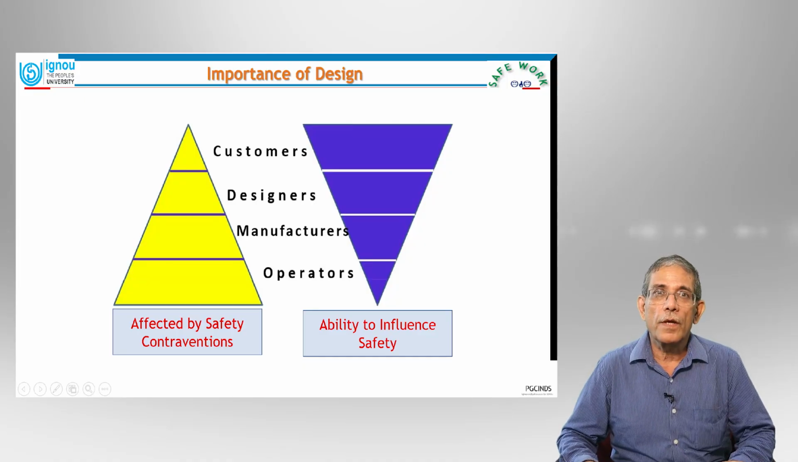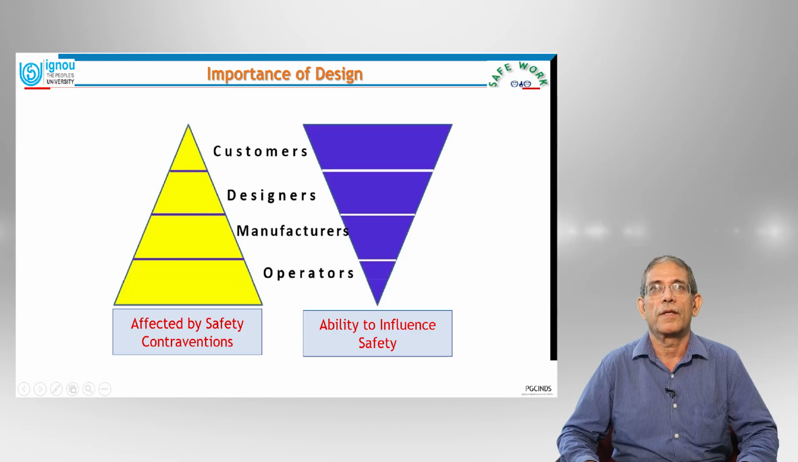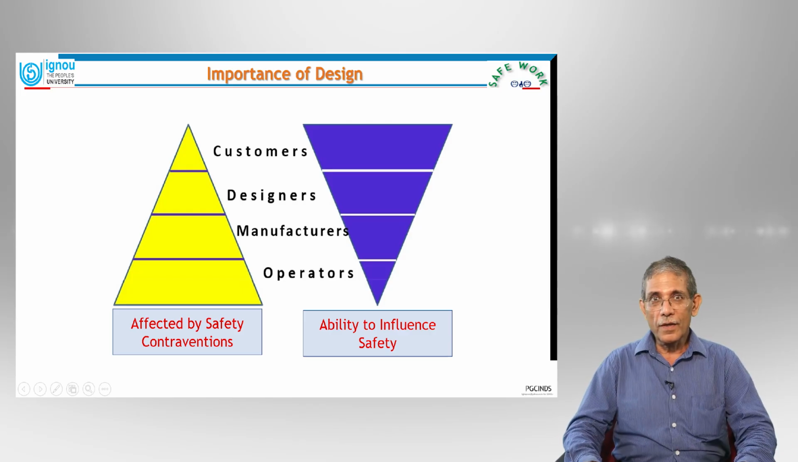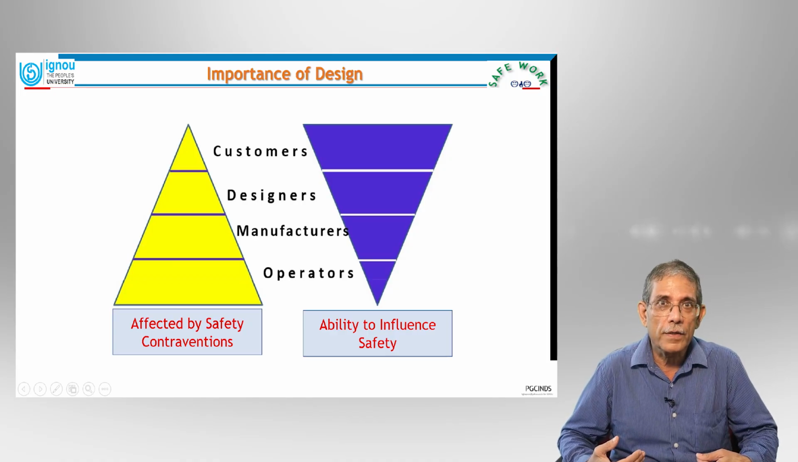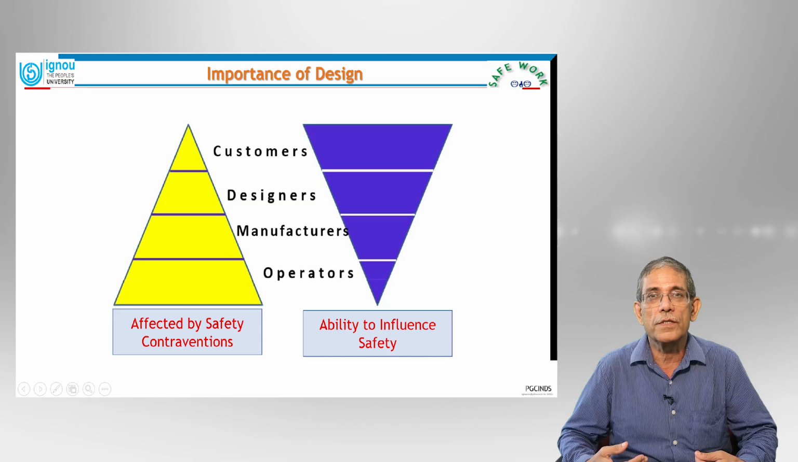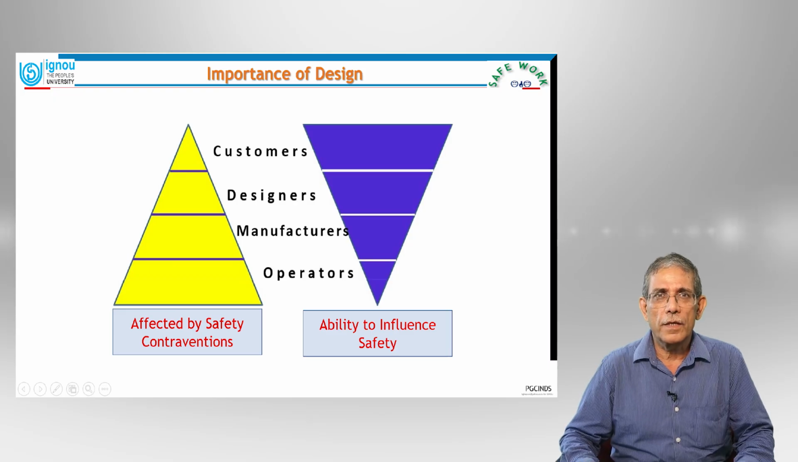The importance of design is visible in these two figures: the first triangle shows how affected by safety contraventions, and the right side triangle shows the ability to influence safety. In both cases, you will see how affected by safety contraventions the design and ability to influence the safety are. We will go through the operators. You will see that in case of a faulty design, what will happen?